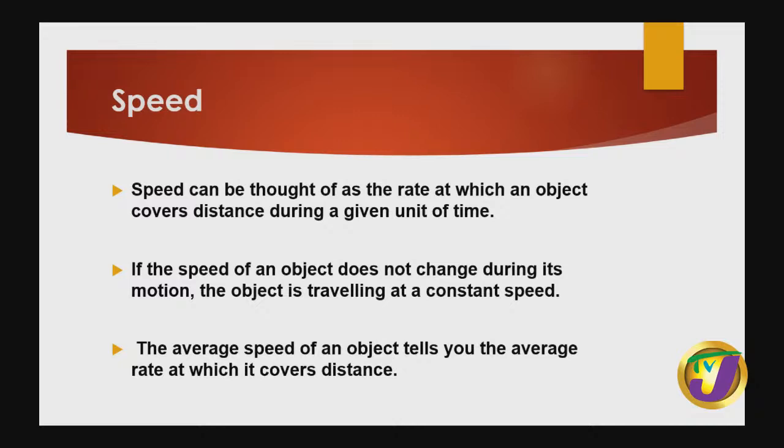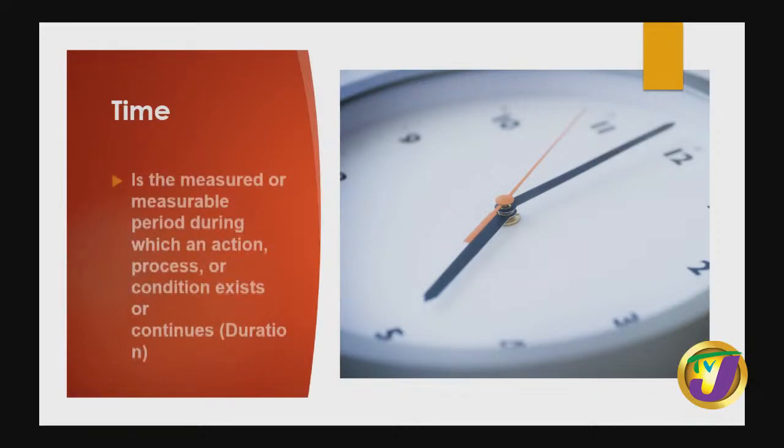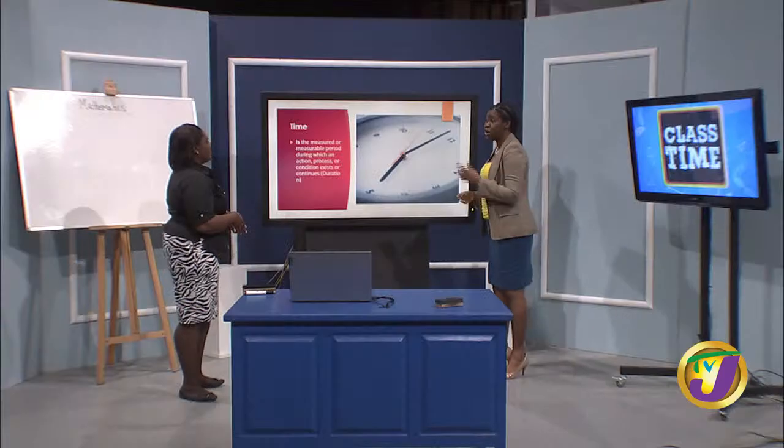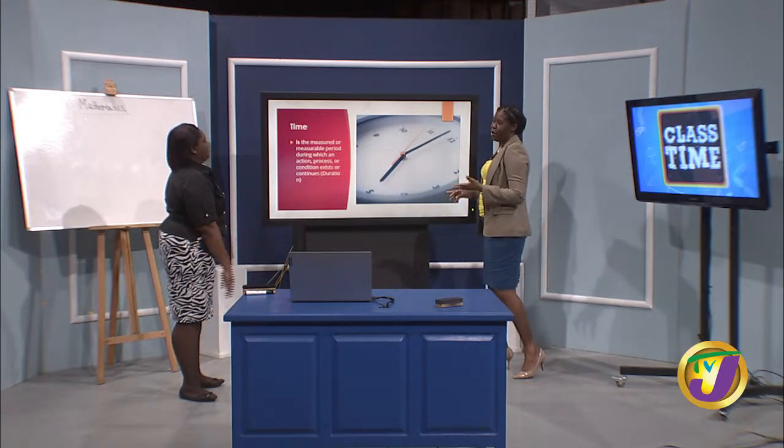Another concept that came out was time. Time is the measured or measurable period during which an action, process, or condition exists or continues. It's the duration, how long it lasts. That would be like the 2 hours, or the 3 hours, or it could happen in a few minutes or half an hour, depending on the speed and how far we're going.